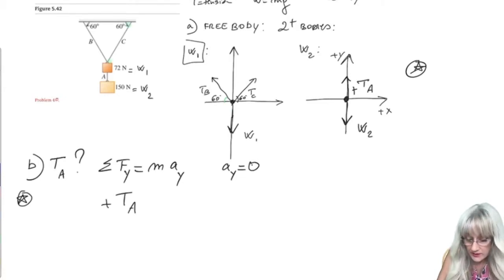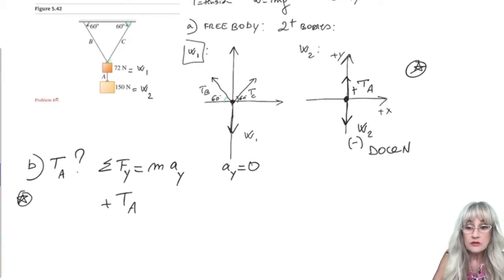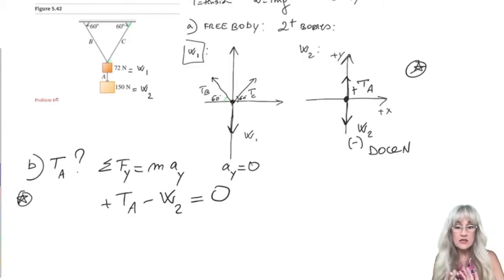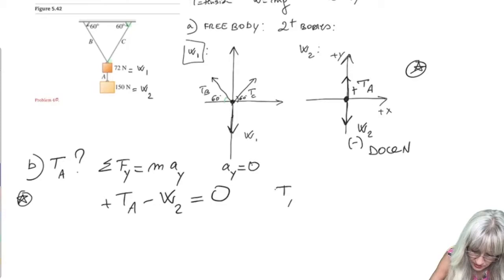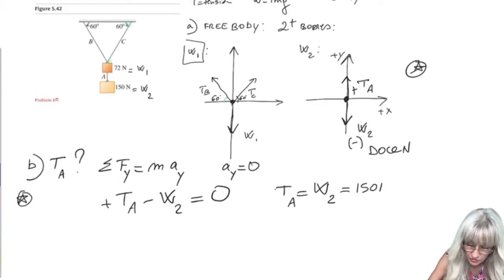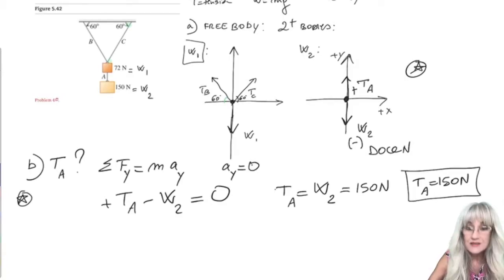Then I have the weight, it's down toward the center of Earth, so it is a negative weight 2, and the sum equals 0. There is nothing else we can do except to conclude that tension A is equal to the weight 2. Wait a second, I know how much weight 2 is: 150 Newton. So I'm going to say elegantly T of A equals 150 Newton, frame it.